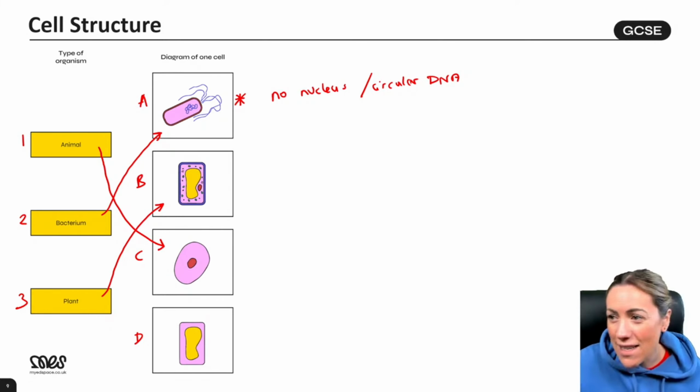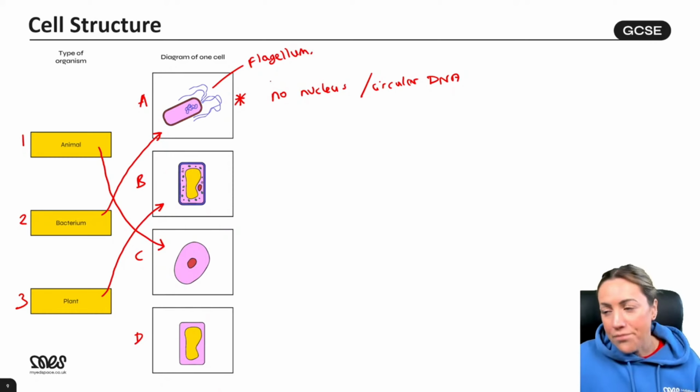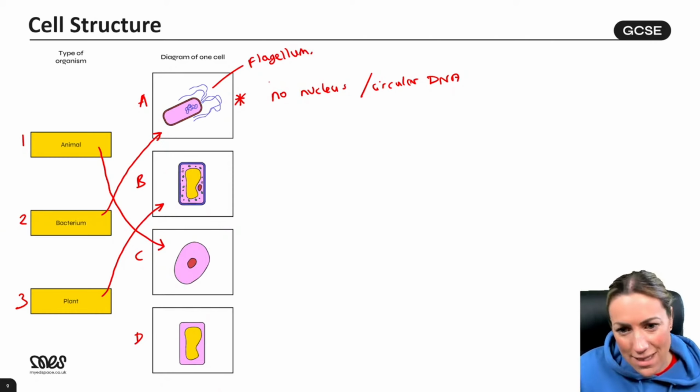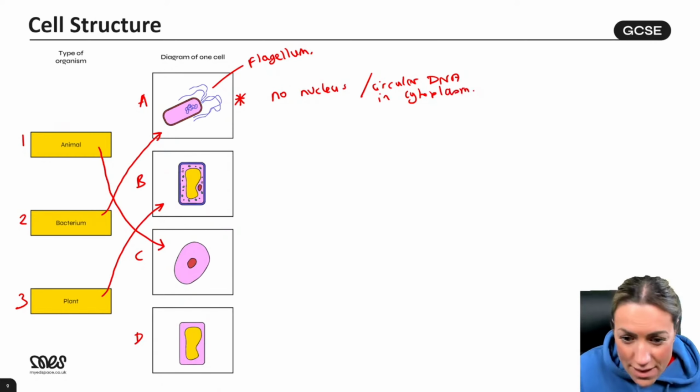Yeah, so we recognize also some of you are saying it's got flagellum. Not all bacteria have flagellum, by the way. Not all of them do, but this has flagellum, so it's quite obvious it's a bacterial cell. It's got no nucleus. You can see the DNA is circular and it's just in the cytoplasm, not in a nucleus. That's the most obvious thing, isn't it?